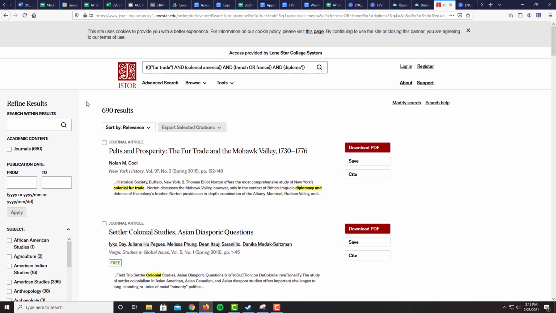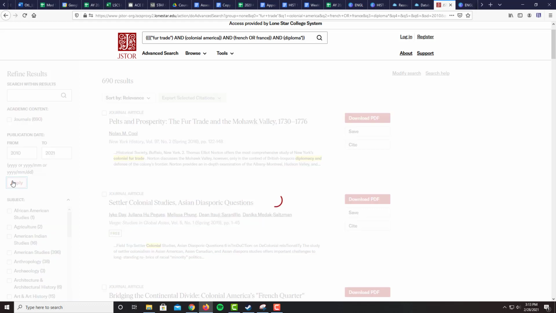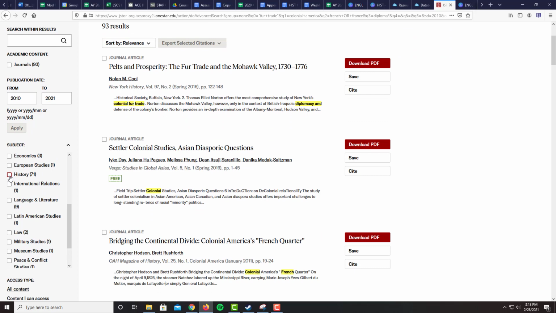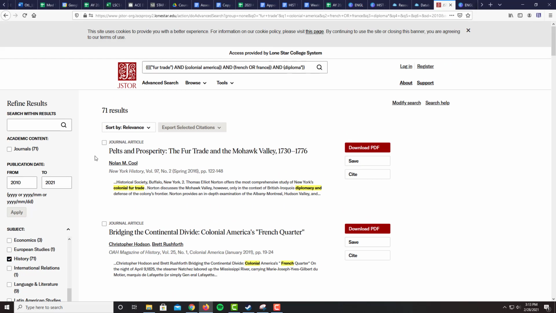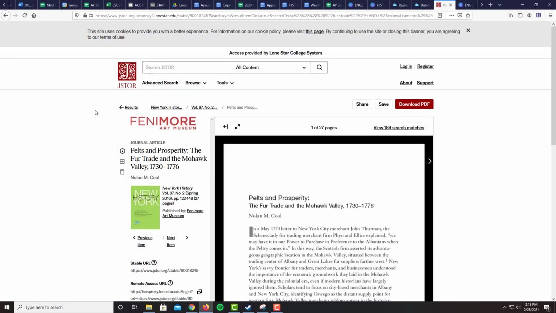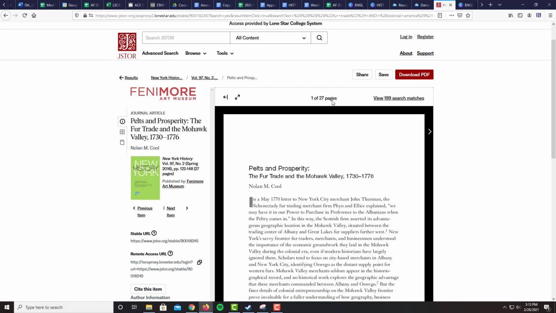Okay, got quite a number here. We can go ahead and also restrict our year range. So let's say we really only want to look at articles written in the last 10 years. Let's apply that. And looking through our subject areas, let's focus on articles in history. So we've gotten this down to 71. And once again, we can select one of our articles and find information about it and view the article itself.